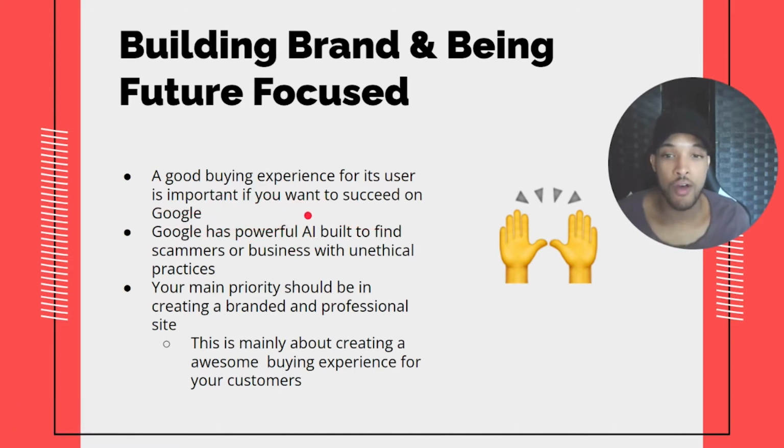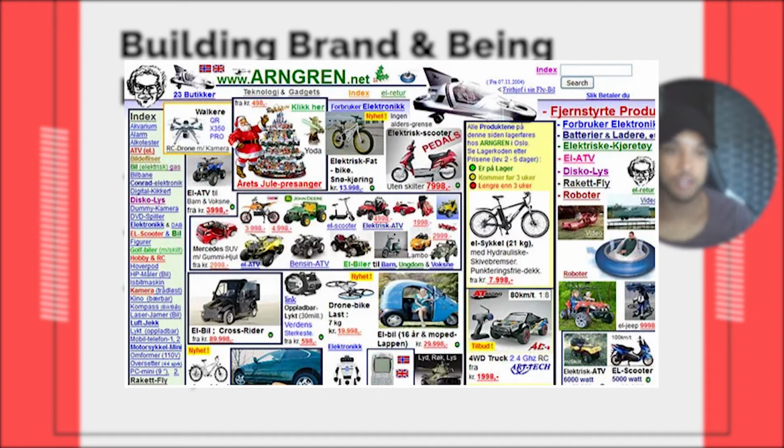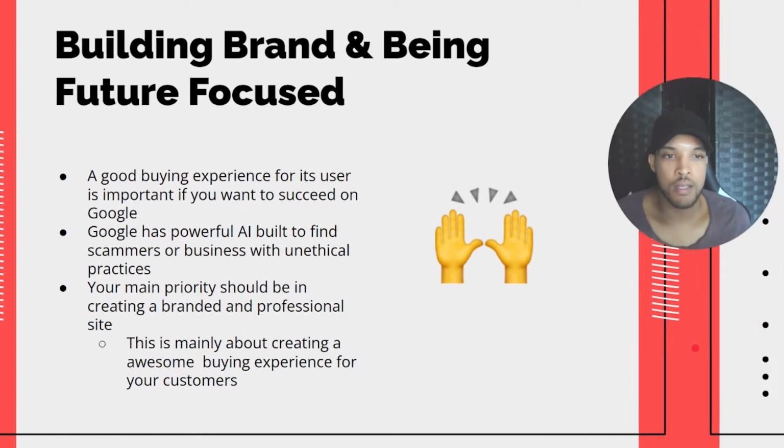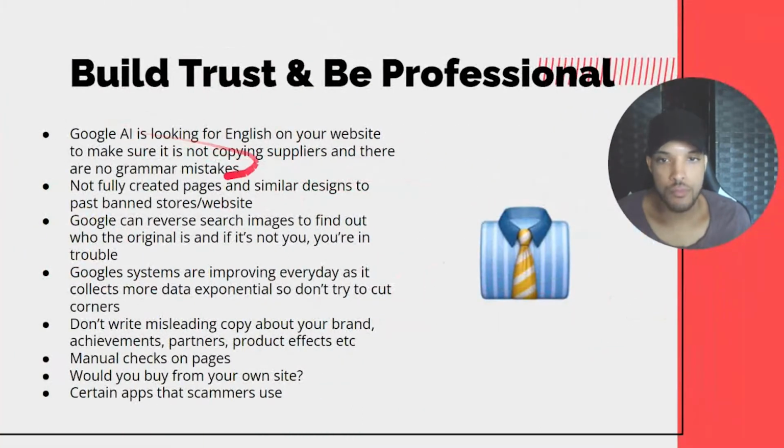Google has a powerful AI, and it really wants to catch scammers or people who want to fly by night, just make $500 on a drop shipping store that's not done legitimately and has unethical business practices. So if it sounds fishy, just avoid it. Try to offer the best value to your customers. You essentially want to look branded and professional and have that good buyer experience. Would you buy from your own site? That's a big thing I think about.